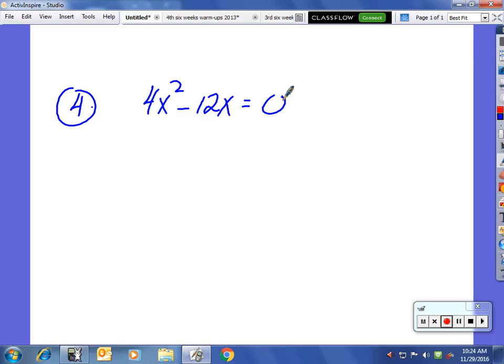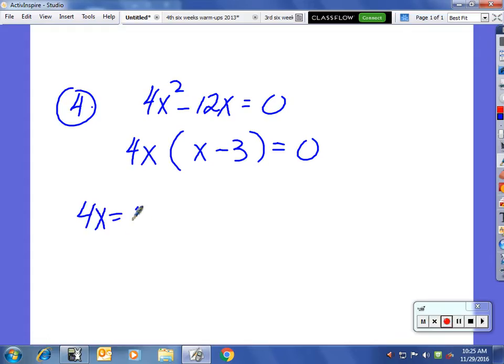Is this difference of two squares? I don't think so. 12 isn't a perfect square. Does it have a GCF? Absolutely. It's definitely a GCF problem. 4x. What am I left with? Okay, now here are my two factors. What is one of my solutions automatically? 0. If you have a GCF with a letter in it, then 0 is one of your answers. This is why. You set each factor equal to 0 and you solve the equation.